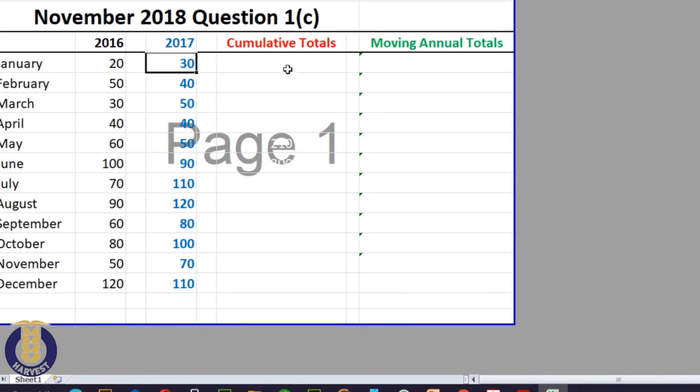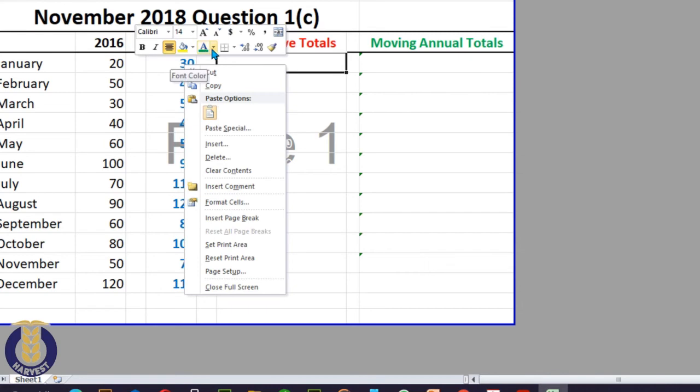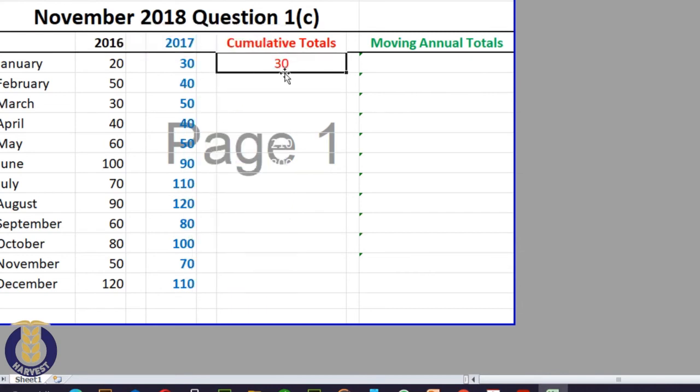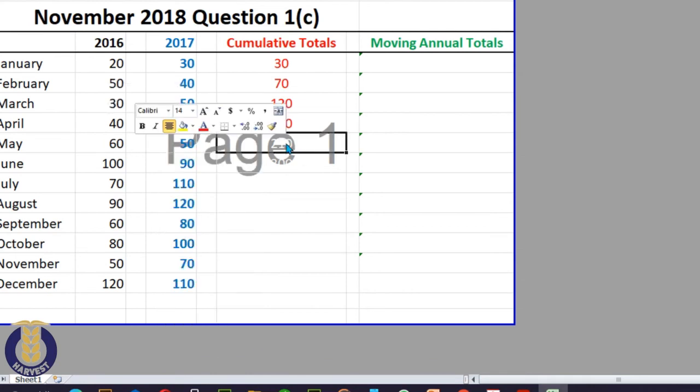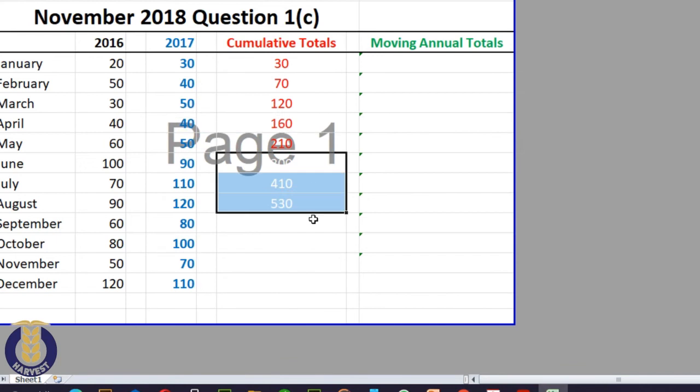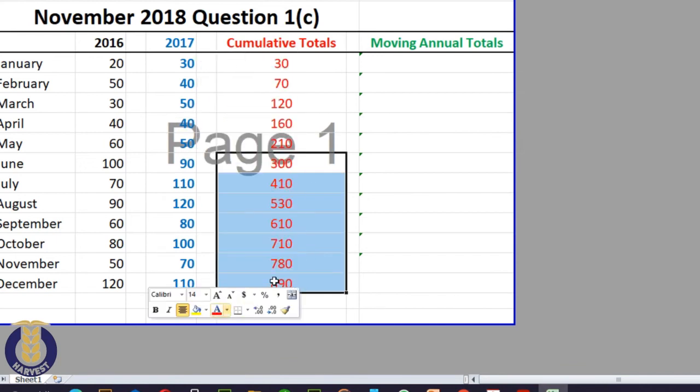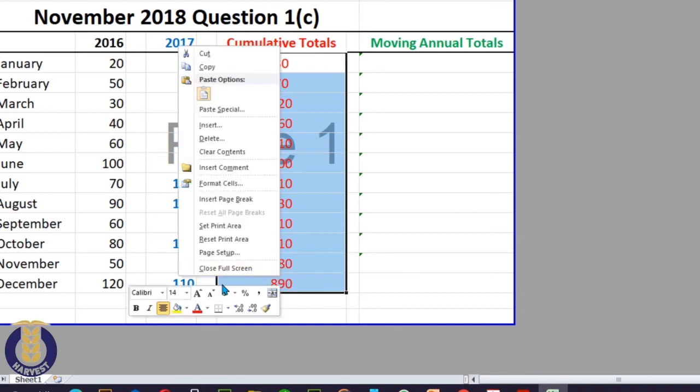Now the cumulative totals, I'm going to accumulate the 2017 figures. That is to say, I'll begin with the 30. Now 30 plus 40 gives us 70. 70 plus 50 gives us 120. 120 and 40 gives us 160. 160 and 50 gives us 210. You continue using your calculator. Those are the figures that you get. I'll make them bold.